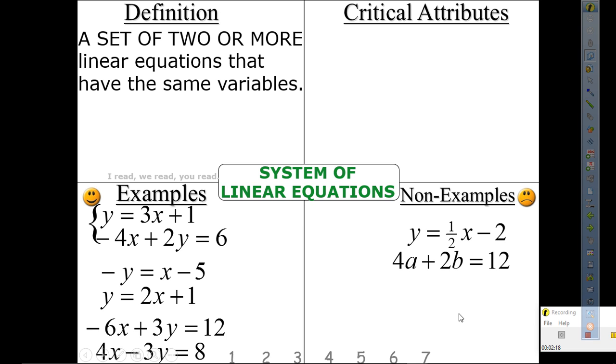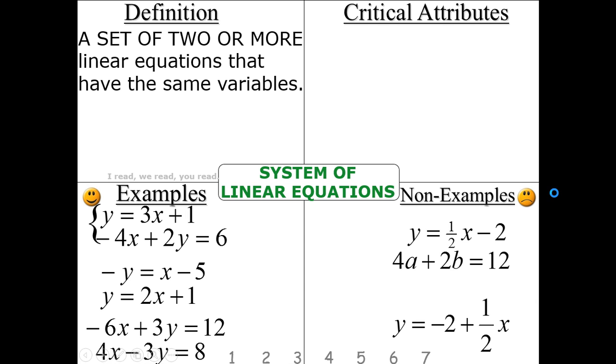Look up. How about this one? Tell your neighbor why this one is not a system of equations. Because it's only one. You need two or more. Is that correct?